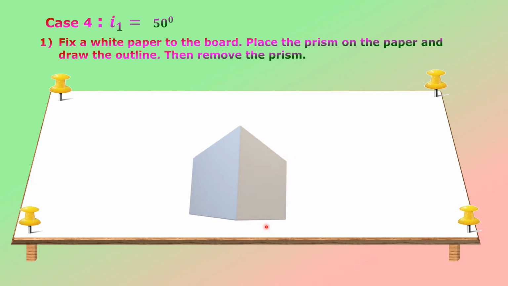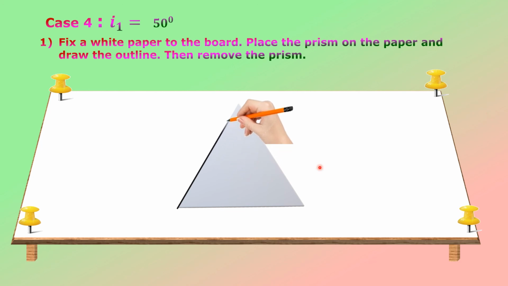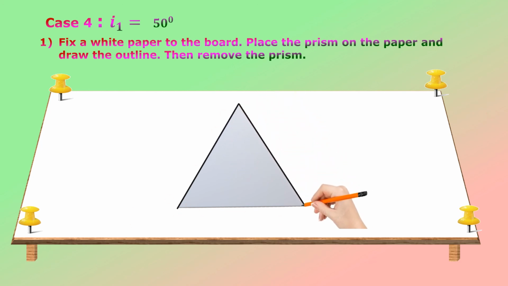The base is triangular in shape. The prism has a seat on its triangular base. Then I will draw the outline. This is the outline. Later I will remove the prism.